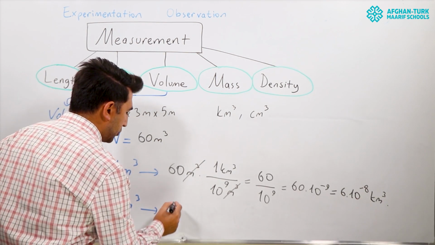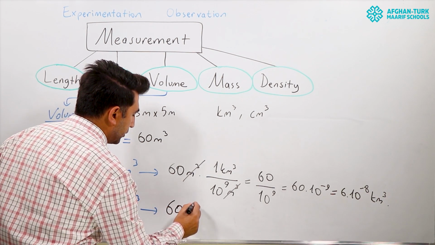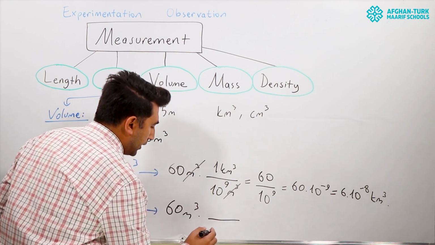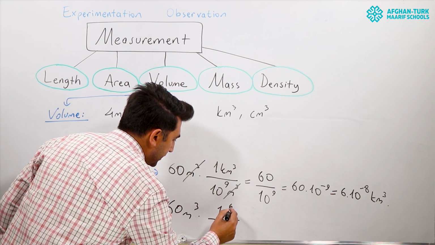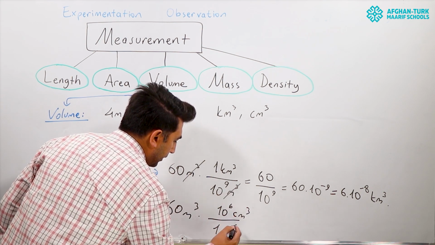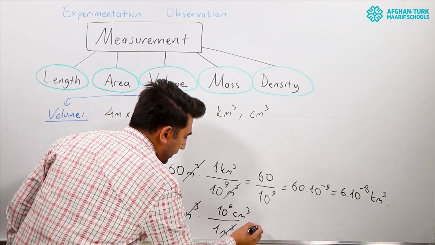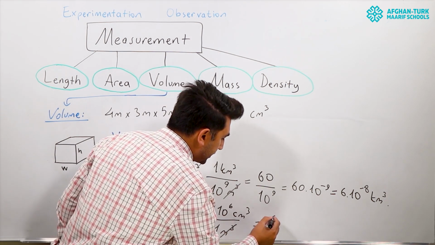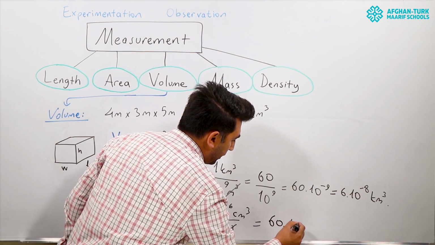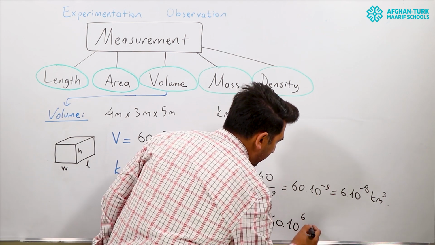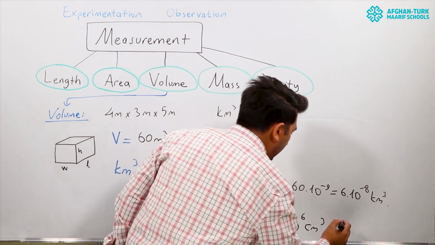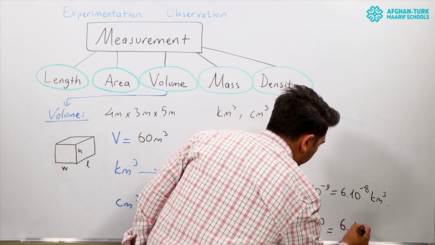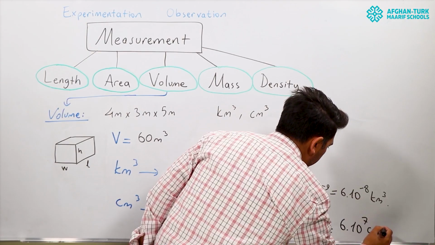How about centimeter cube? 60 meter cube times 1 meter cube is equal to 10 to the power of 6 centimeter cube. I cancel out meter cube, and that will be equal to 60 times 10 to the power of 6 centimeter cube. Or we can write like 6 times 10 to the power of 7 centimeter cube.